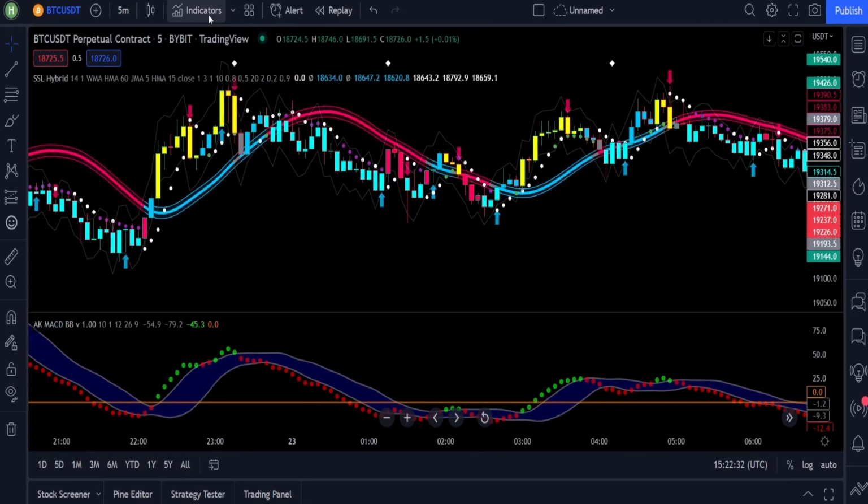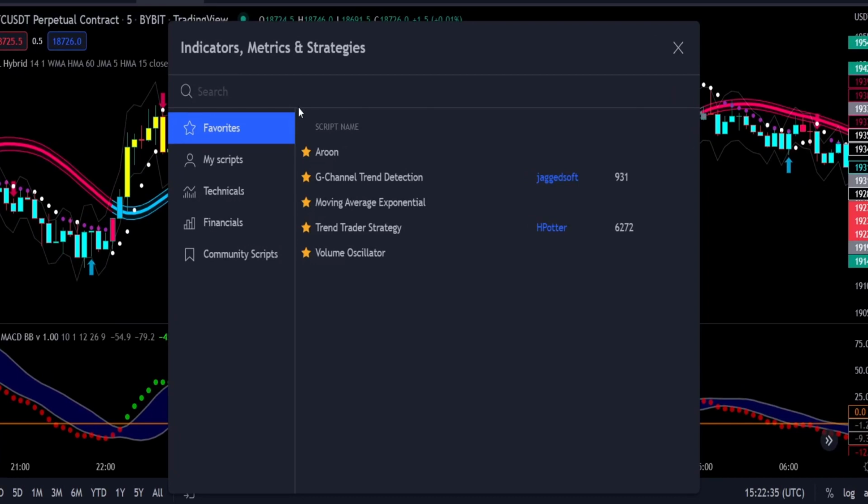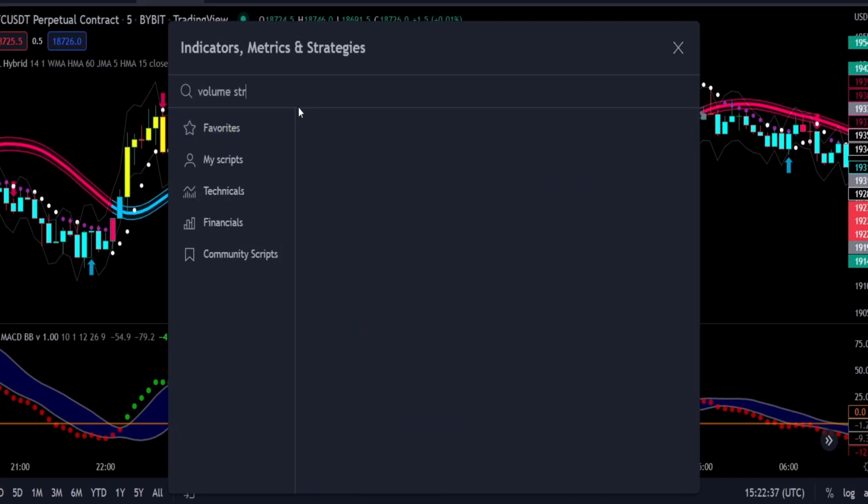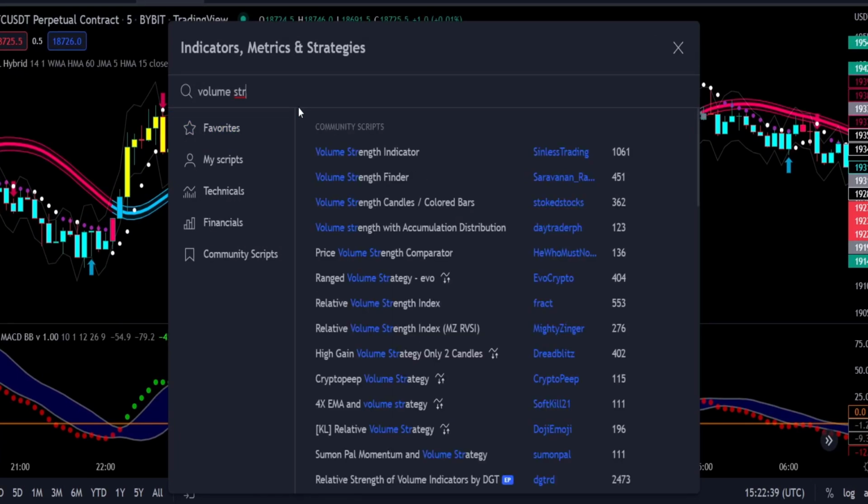And the third indicator we're going to add is the Volume Strength Finder. This indicator plays an important role in trading pattern analysis and market direction prediction.